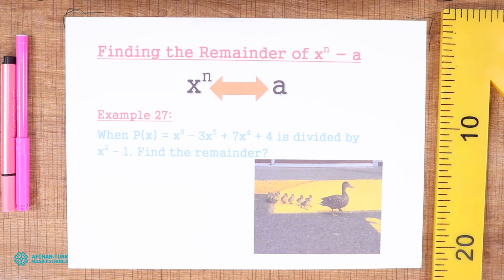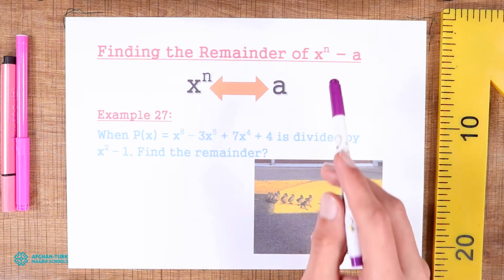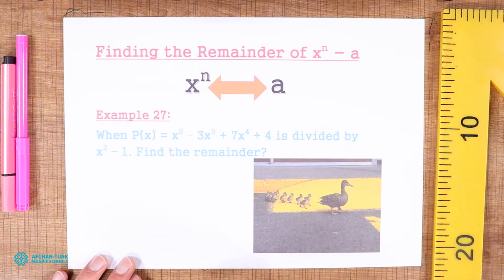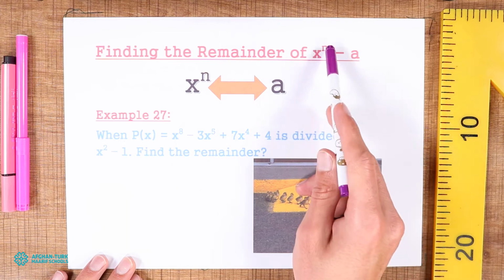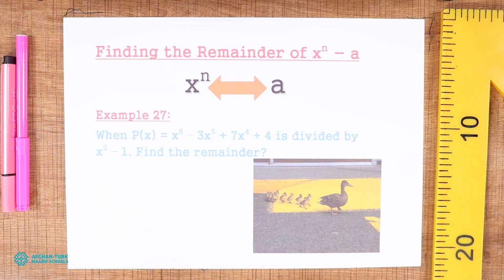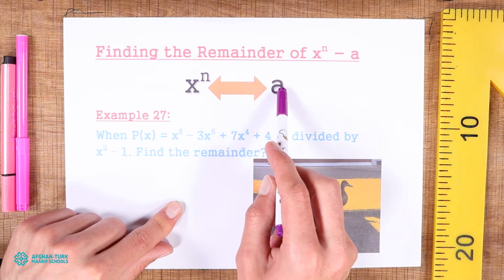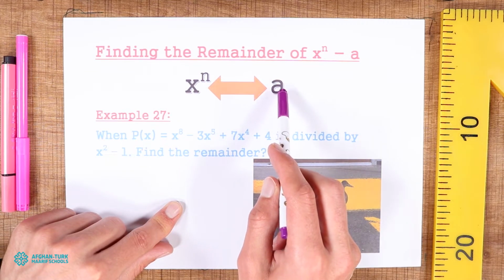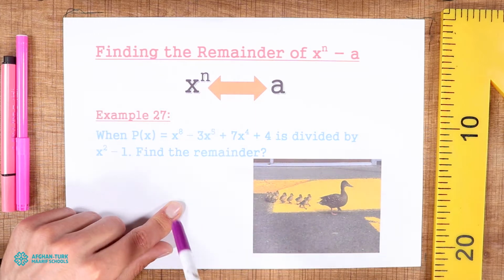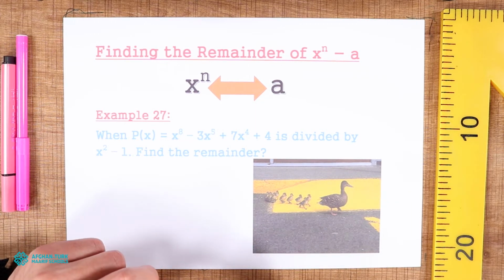In the previous topics we talked about finding the remainder when you divide by x minus a, and you learned how to find the remainder. Today we are going to find the remainder of a polynomial when you divide it by a binomial of the form x to the power of n minus a. Here we have a power of x, but in the previous video we didn't have any power. So to find the remainder, just substitute the value of a in place of x to the power of n in the polynomial and find the remainder.